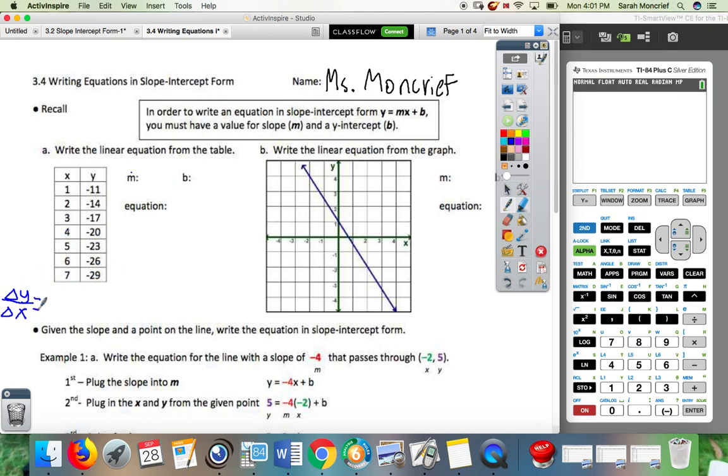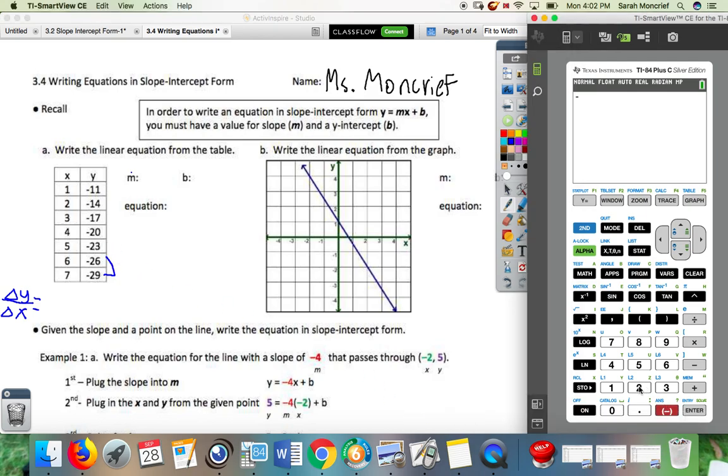So I start by looking at my difference in y's by looking at the bottom. We need to do negative 29 minus negative 6. I see what I did wrong. It needs to be negative 26. So we have negative 29 minus negative 26, and what does that get us? Alright, so far my change is negative 3.